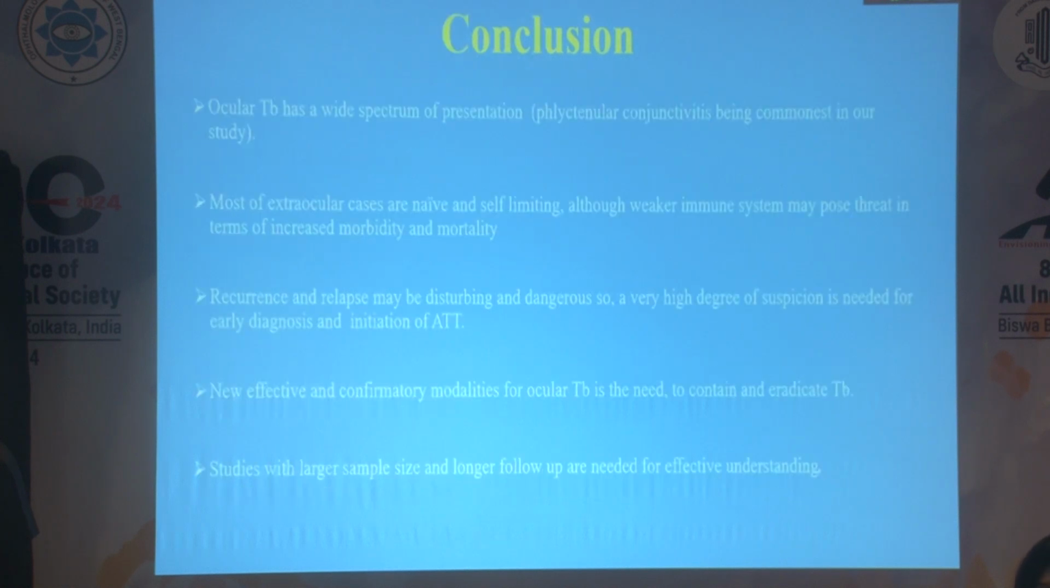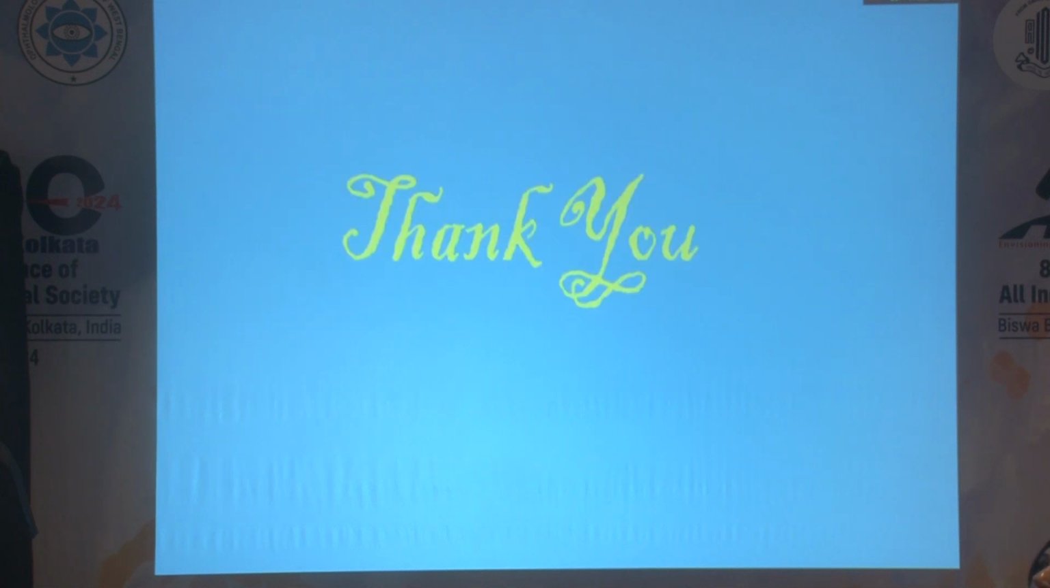So since most of the extraocular cases are naive and self-limiting, although a weaker immune system may pose a threat in terms of increased morbidity and mortality. So recurrence and relapse may be disturbing and dangerous, so a very high degree of suspicion is needed. And new effective and confirmatory modalities, with a larger sample study and longer follow-up, are needed for effective understanding. Thank you.